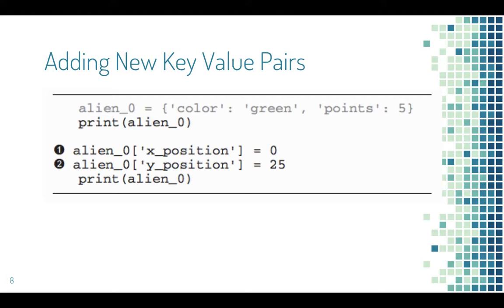Because the screen coordinates usually start at the upper left corner of the screen, we'll place the alien on the left edge of the screen by setting the X coordinate to 0 and 25 pixels from the top by setting its Y coordinate to 25, as shown here. We start by defining the same dictionary that we've been working with. We then print this dictionary, displaying a snapshot of its information. At 1, we add a new key value pair to the dictionary: key, X position, and value, 0. We do the same for key, Y position, at 2. When we print the modified dictionary, we see the 2 additional key value pairs.